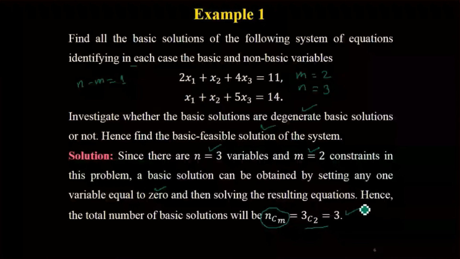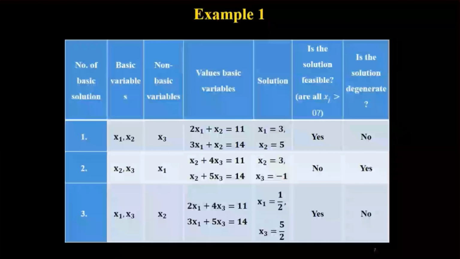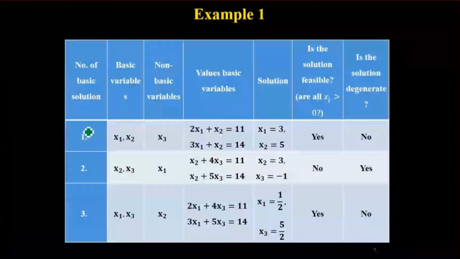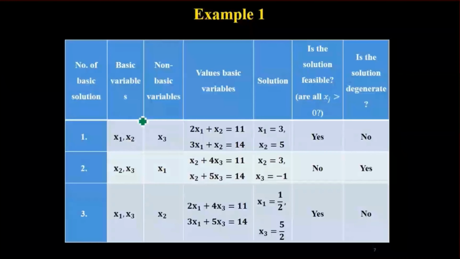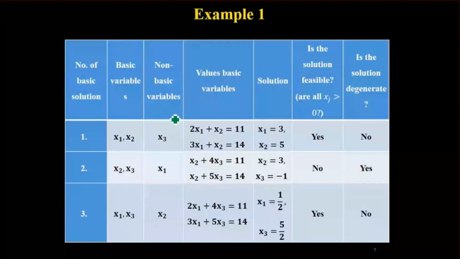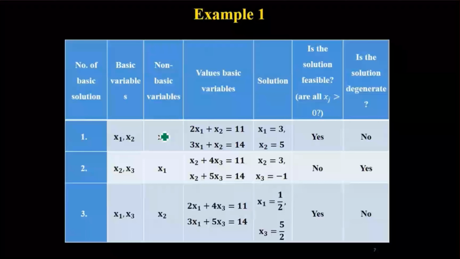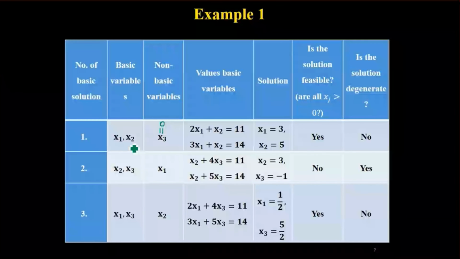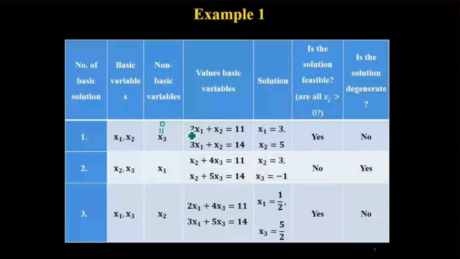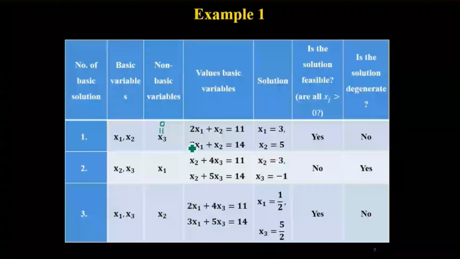Next we will see those in tabular form. First combination: take x1 and x2 as basic variables and x3 as the non-basic variable. Non-basic variable means this will be 0. If x3 is 0 and x1, x2 are the basic variables, then we have this reduced form of the system of equations.